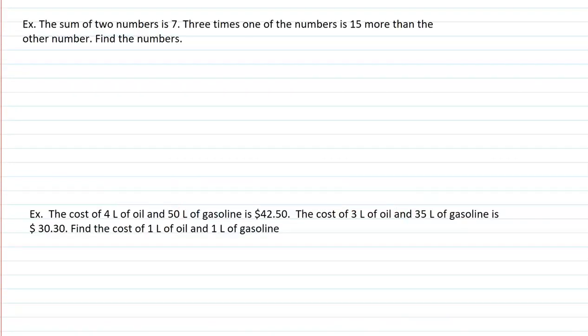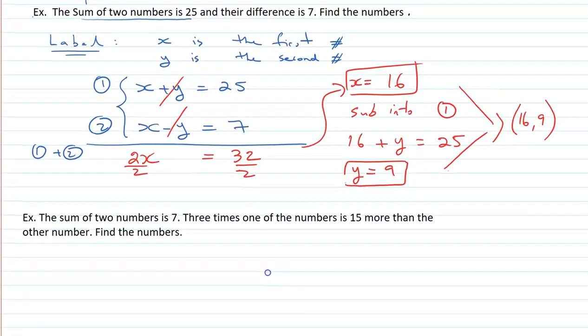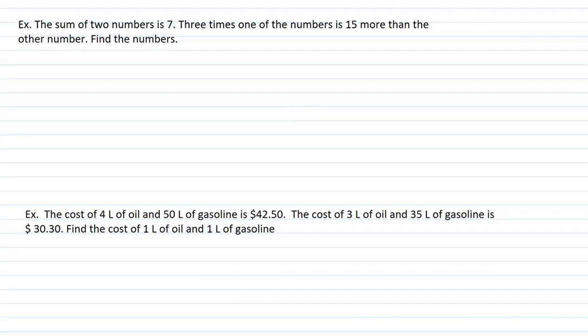Not all word problems are basically giving you a nice set of a system like that. Sometimes it gets a little bit more complicated. So look at the second example. Basically we've got two numbers, you add them, you get 7. So again, let's say x is the first number, and y is the second number.